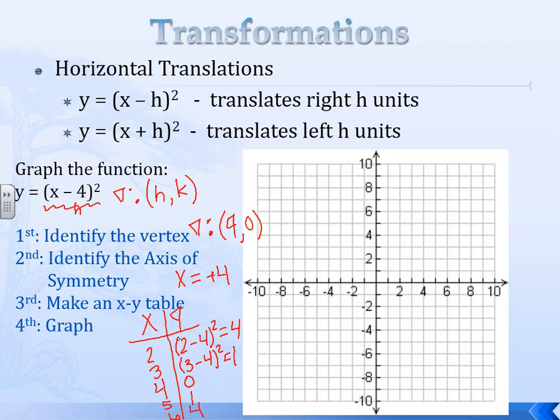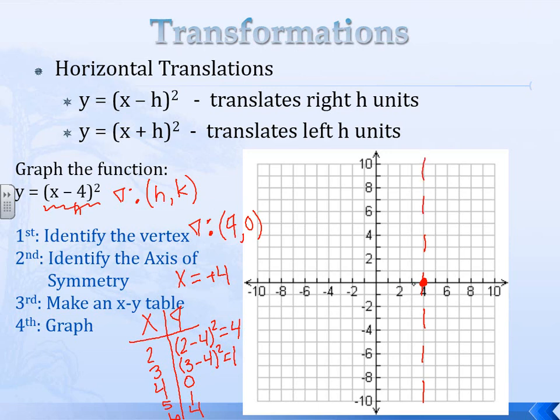Now let's graph. So again, we start with our vertex, which is 4, 0. Notice that we went to the right 4 units. Looking back at the function, a minus 4, which is like a minus h, tells us we will translate right h units. So we went to the right 4 units. That is also our axis of symmetry, so we draw our dotted line through that vertex at x equals 4.